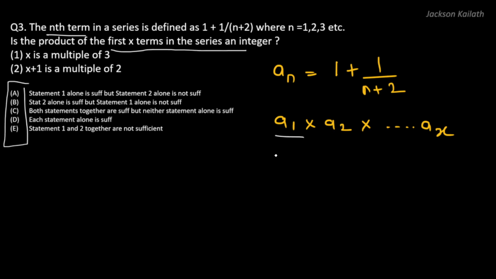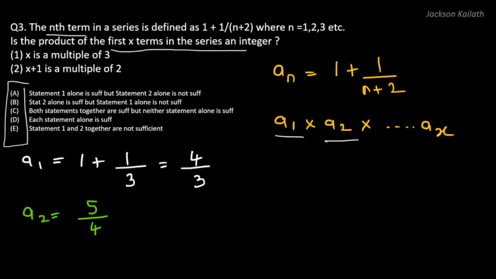Now what would be a1? A1 would be when n is equal to 1. So that would be 1 plus 1 by 3, right? 1 plus 2 gives us 3 over here, and 1 plus 1 by 3 is equal to 4 by 3. Now what about a2? A2 would be 1 plus 1 by 4 because n would be equal to 2, and that would be equal to 5 by 4.